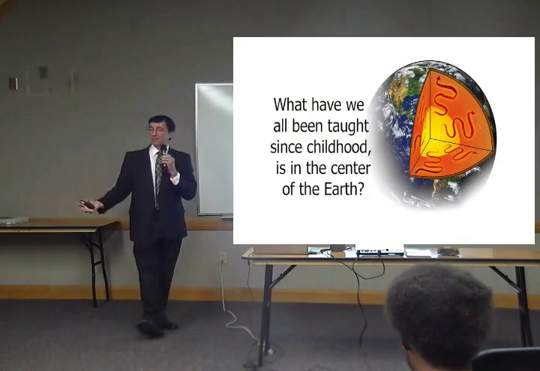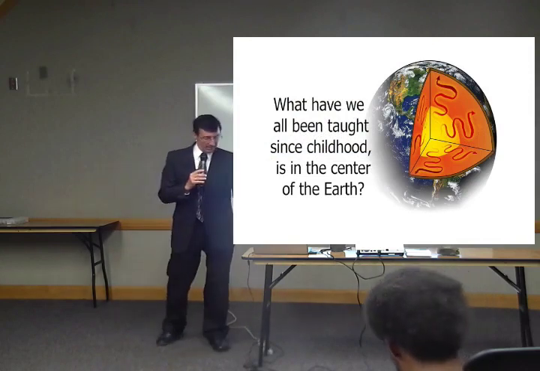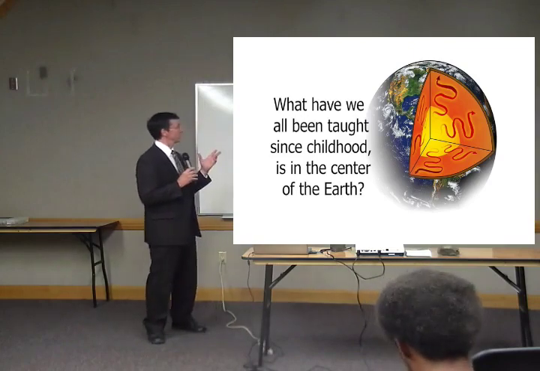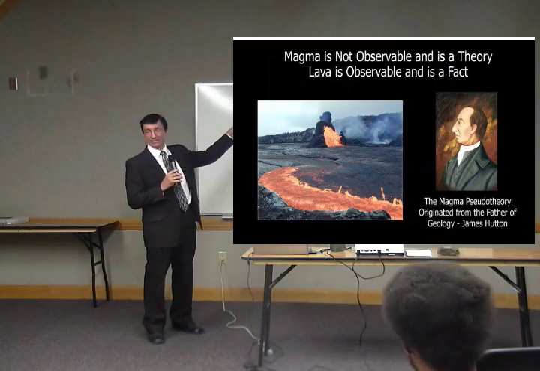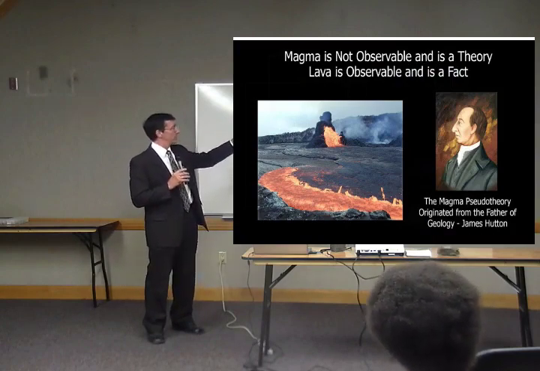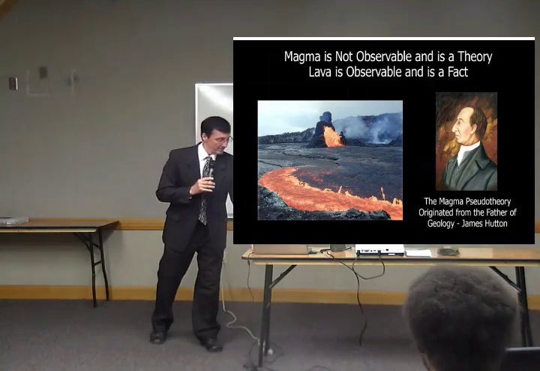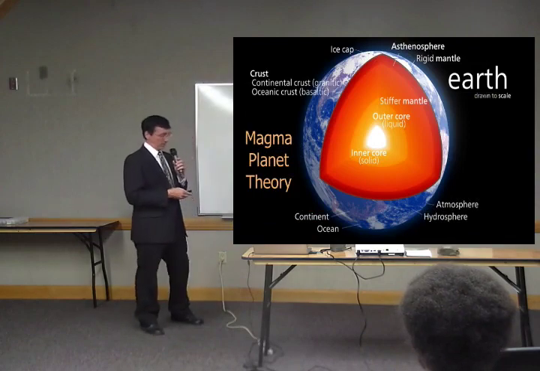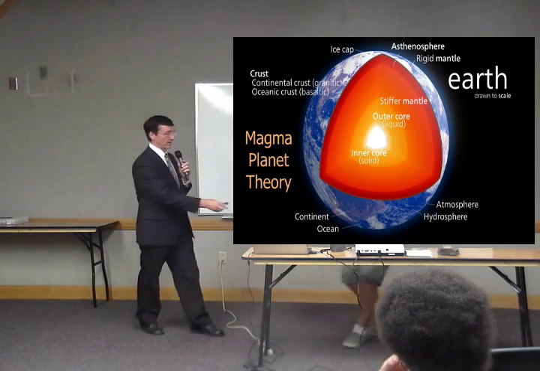So again, the question: what have we been taught is in the center of the earth since our childhood? The thing is that this idea is taught as a fact, and yet it's not. Magma is not observable, it's a theory. Lava is observable, it's a fact. And they say that this is drawn to scale over here.